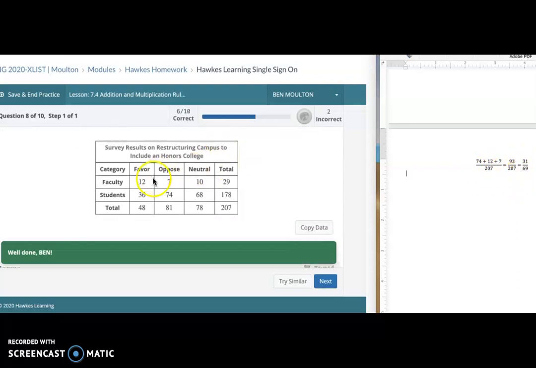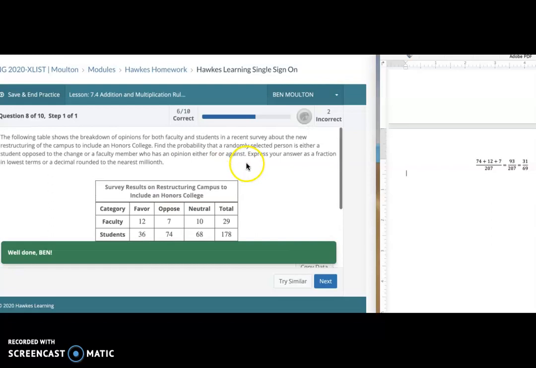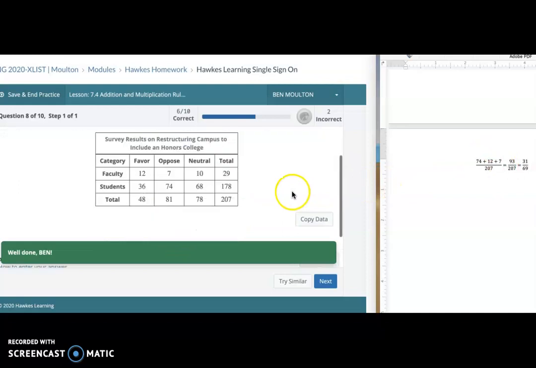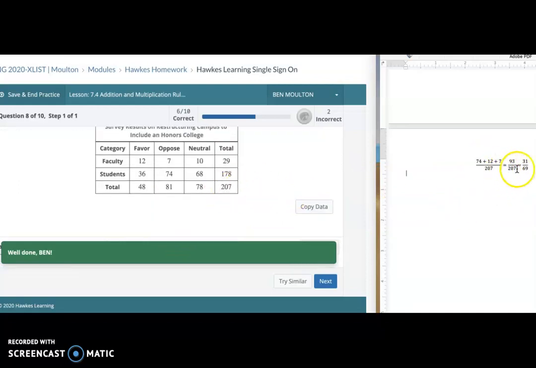And again, where I got that from was there were 74 students who were opposed to it, 12 faculty who were in favor, or faculty who are against it. So you add those three numbers together, it's all over your total of 207. That's how I got my fraction that you see there. Sorry, I forgot to have that window open for you there.